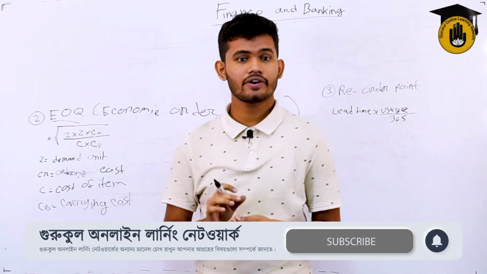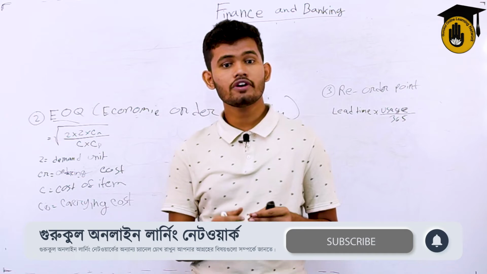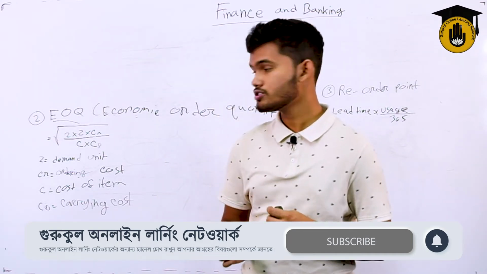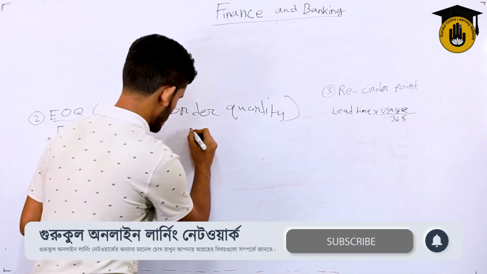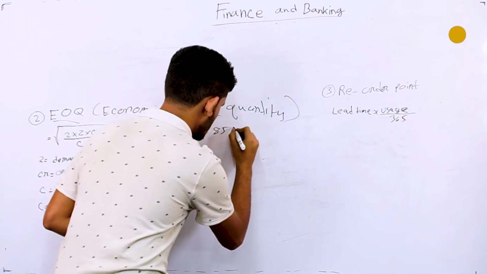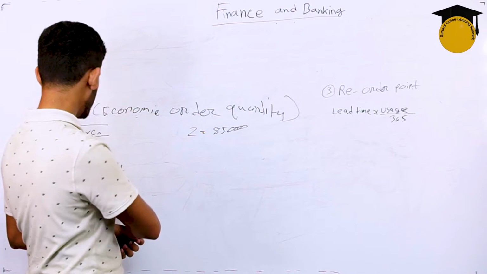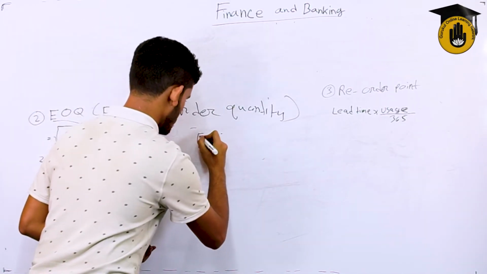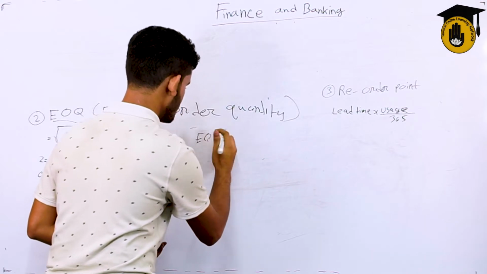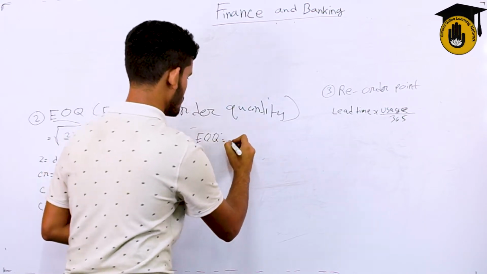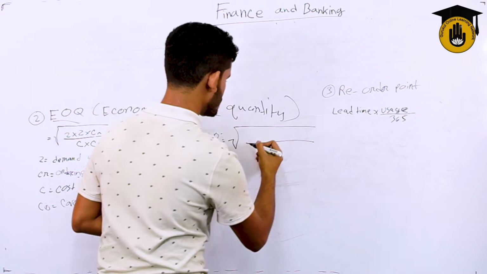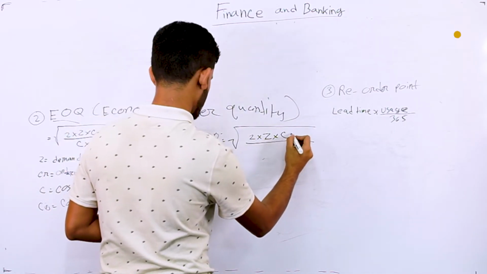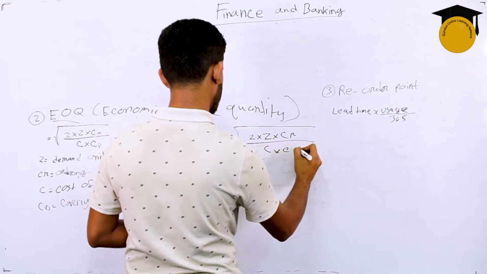So let us take an example. The demand for a product over a period of a year is 85,000 units. Let's just write it down. Z is equal to 85,000. EOQ will be root over 2 into Z into CR divided by C into CO.